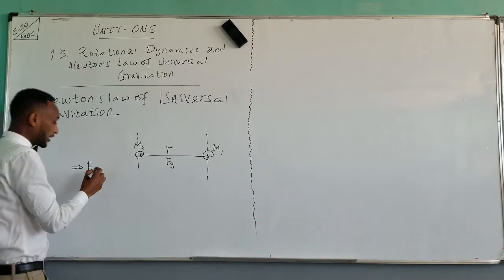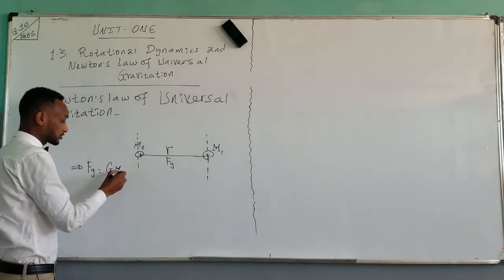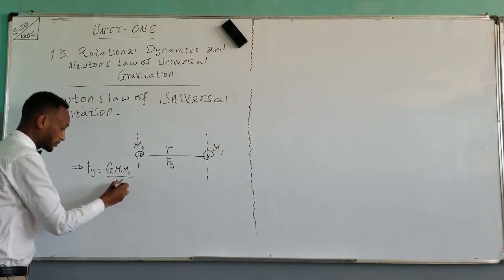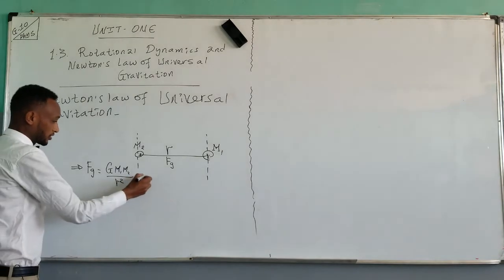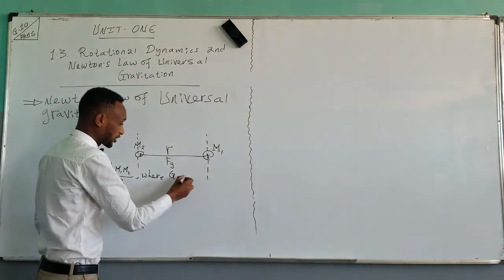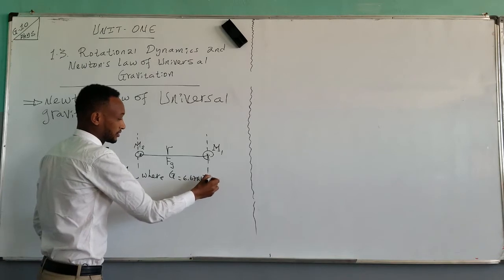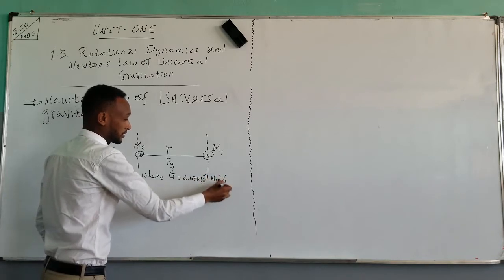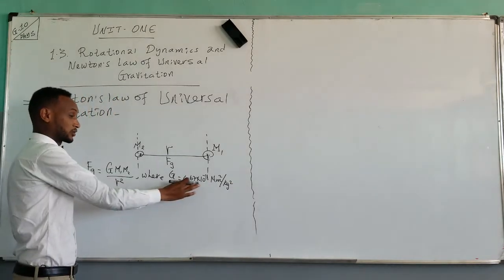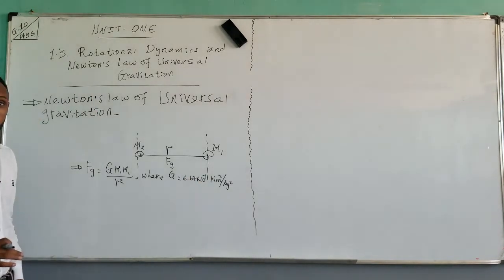It can be represented as equal to the gravitational constant G times the product of the two masses over the square of the distance between them, where G is the gravitational constant, which equals 6.67 times 10 raised to minus 11 newton meter squared per kilogram squared. This is an experimental number, a constant, also called Newton's constant or the gravitational constant.